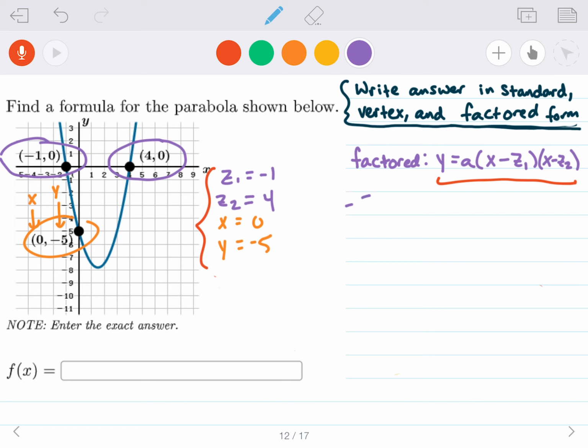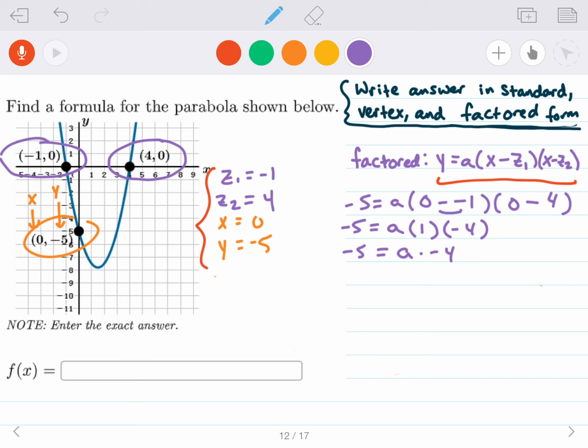So we have y equals a times x minus z1 times x, again is 0, minus z2. These double negatives become a positive here. So we get -5 equals a times 0 plus 1 is just 1. And then 0 minus 4 is just -4. So we get -5 equals a times -4. We can divide both sides by -4 to give ourselves a equals -5 over -4, which reduces to a positive 5 over 4. All right, so now we have factored form.